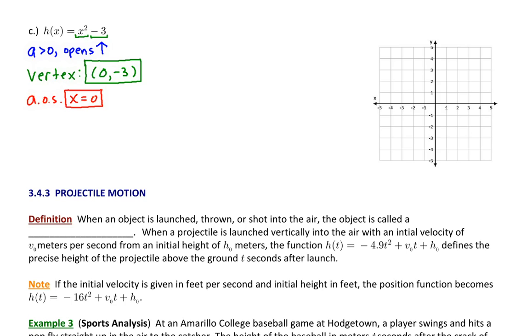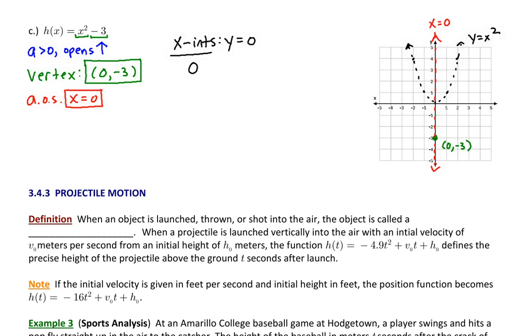So again, just to reiterate what I'm thinking about here, imagine your x squared parent function. If I shift all of those points down 3 units, notice my vertex would land at 0, -3. And my axis of symmetry is right there on the y-axis with equation x equals 0. Let's take the time to calculate our x-intercepts. To do this, we set y equal to 0.